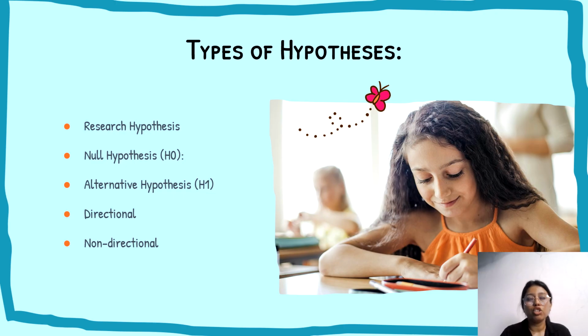Directional: shows the direction of the relationship. For example, stress may lower performance. And non-directional: only states that there is a difference, with no direction. For example, there is a difference in performance depending on the level of stress.